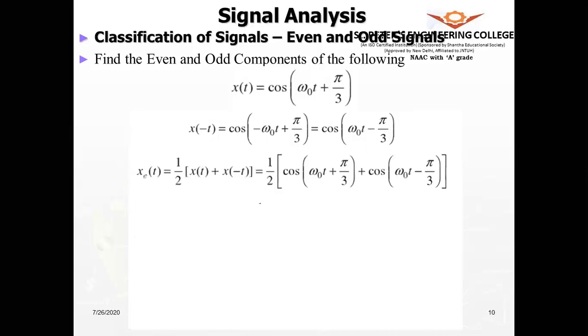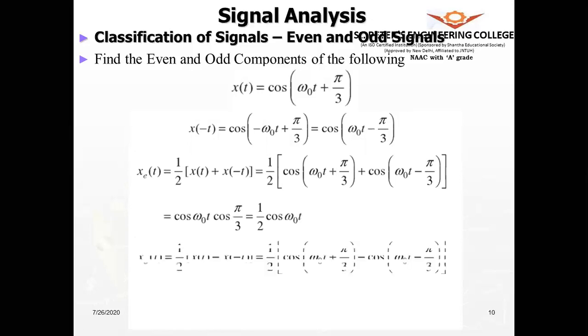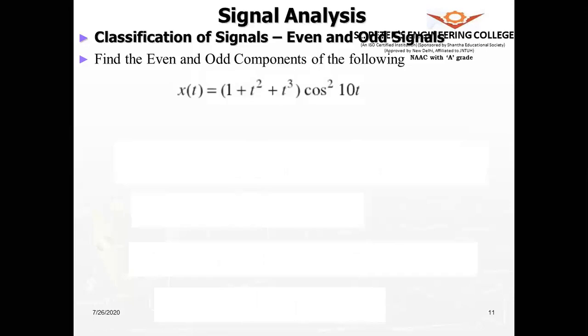What is the even component? It will be half of cos omega naught t plus pi by 3 plus cos omega naught t minus pi by 3. So that is half cos omega naught t we will get. Next, the odd component of this signal will be root 3 by 2 sine omega naught t. So this will be the odd component of the given signal. So therefore, we have found the even and odd components.